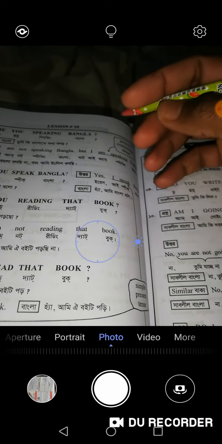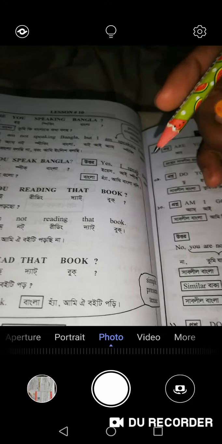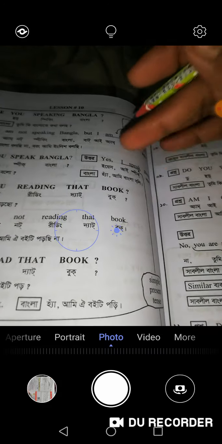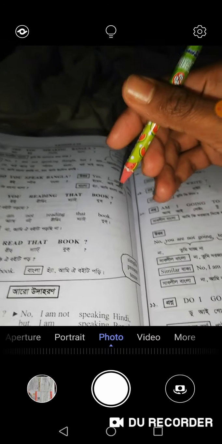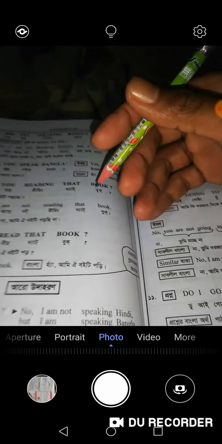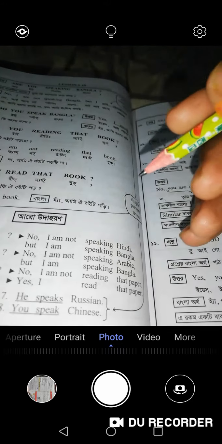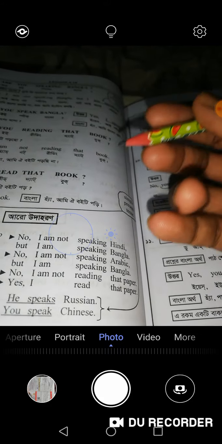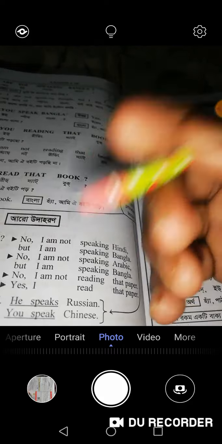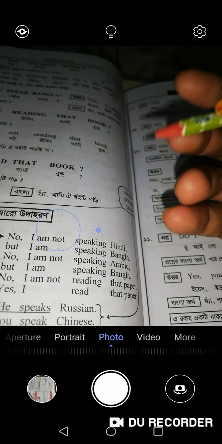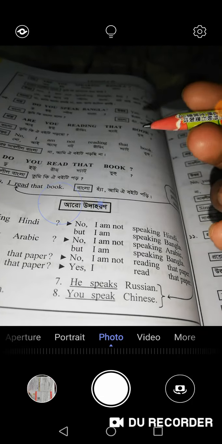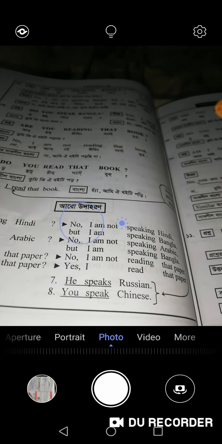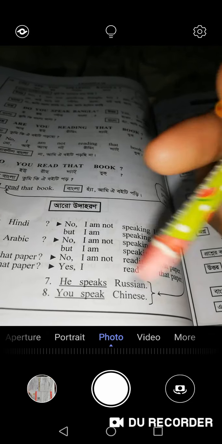Are you speaking Bangla? No, I'm not speaking Bangla, but I'm speaking English. Do you speak Bangla? Yes, I speak Bangla. Are you reading that book? No, I'm not reading that book. Do you read the book? Yes, I read the book. Are you speaking Hindi? No, I'm not speaking Hindi, but I'm speaking Bangla. Are you speaking Arabic? No, I'm not speaking Arabic, but I am speaking Bangla. Are you reading that paper? No, I'm not reading that paper. Do you read the paper? Yes, I read the paper.